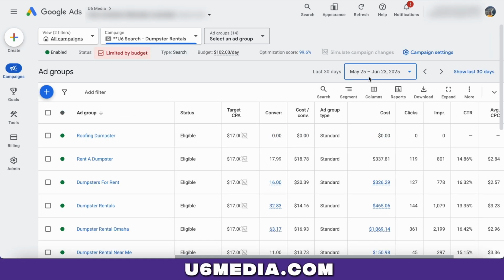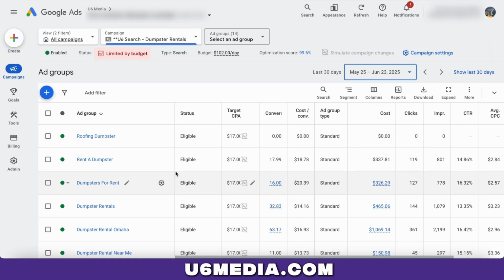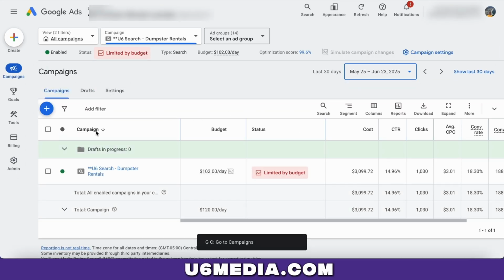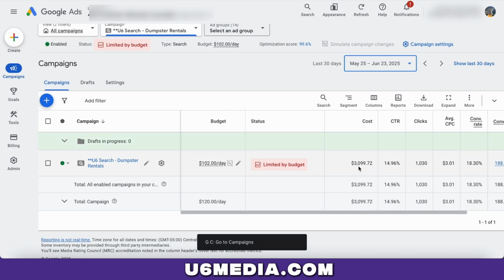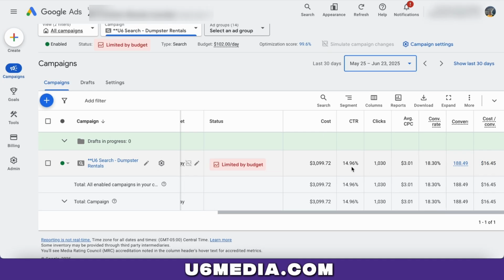Now, I want to do a kind of high level overview of the last 30 days as well. Just over about $3,100 for this general campaign. Click-through rate was 14.96%, which is awesome. Really anything over 5%, you're beating the industry average or industry standard. And that just means that your ads are compelling, that people are clicking on them. 1,030 clicks were generated, cost per click of $3.01, conversion rate of 18.30%.